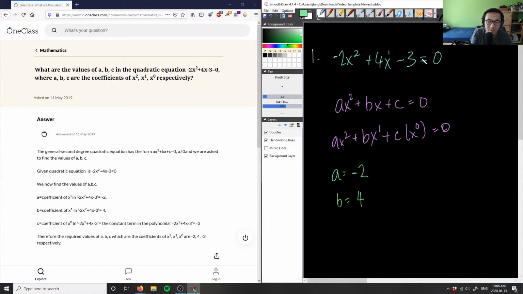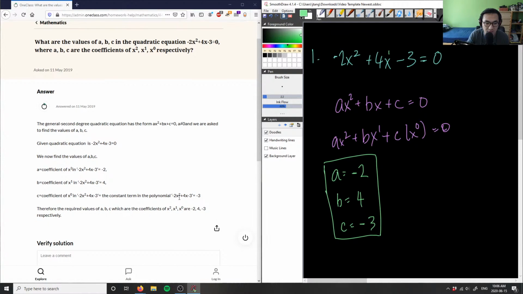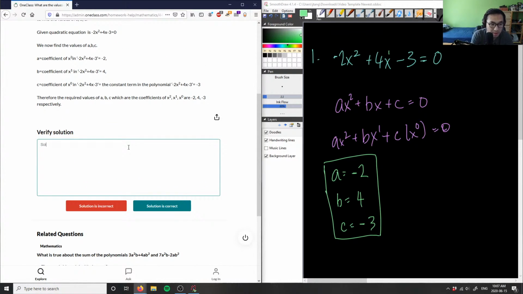We don't see the x to the power of 0 because x to the power of 0 is simply 1. But we can say c is going to equal this negative 3 term. So a, b, c are these coefficients: a equals negative 2, b equals positive 4, and c equals negative 3. So this here is our solution, which is the correct solution. So this solution is correct.